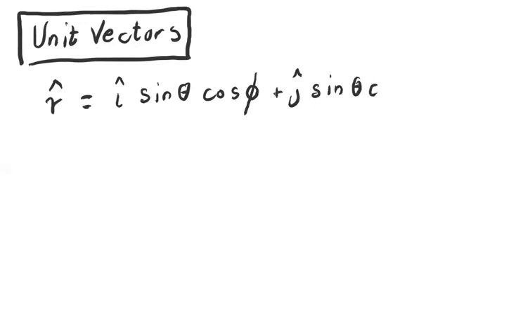So, like we did before for plane polar coordinates and cylindrical polar coordinates, we need to determine the unit vectors for spherical polar coordinates. So this is pretty straightforward. r hat is just r divided by its magnitude. We already derived what the position vector r was. So the unit vector r hat is just i hat sine theta cosine phi plus j hat sine theta sine phi plus k hat cosine theta.